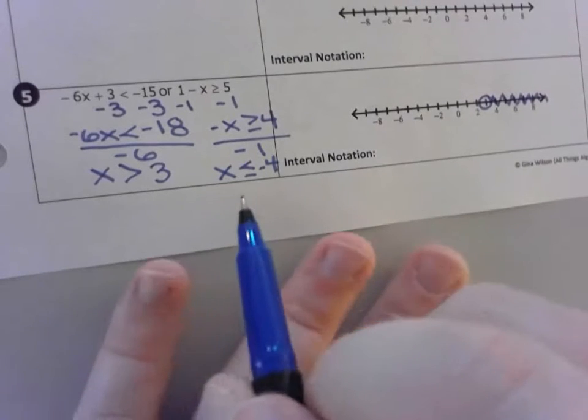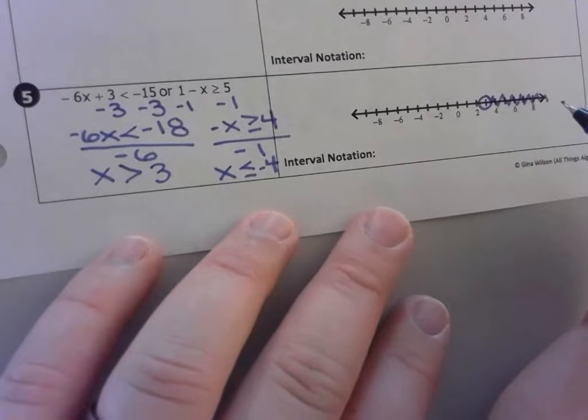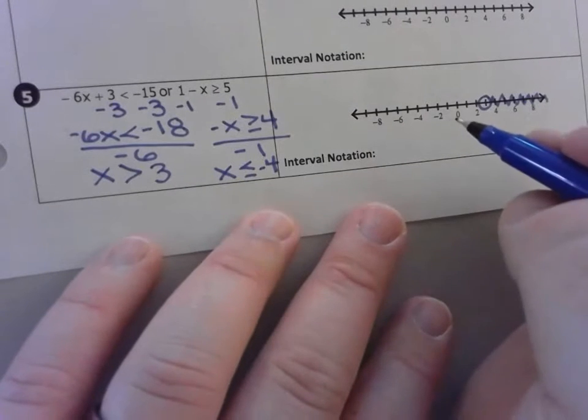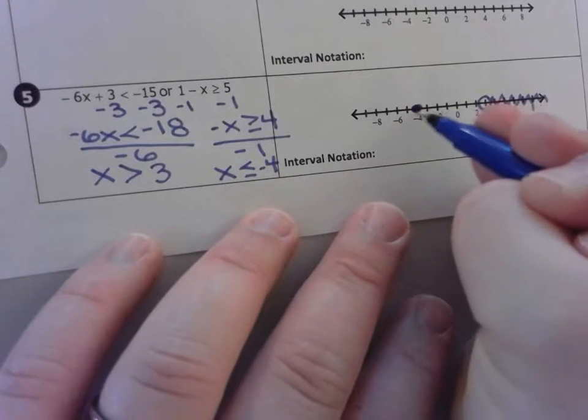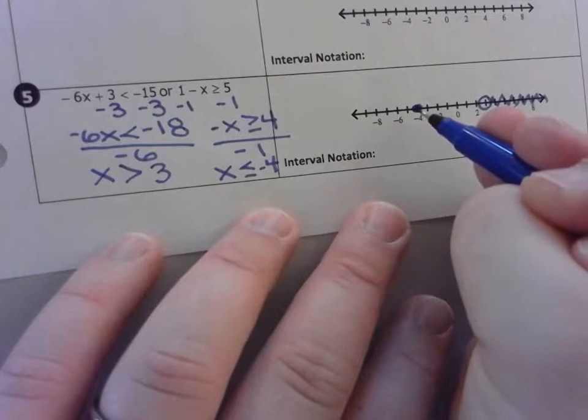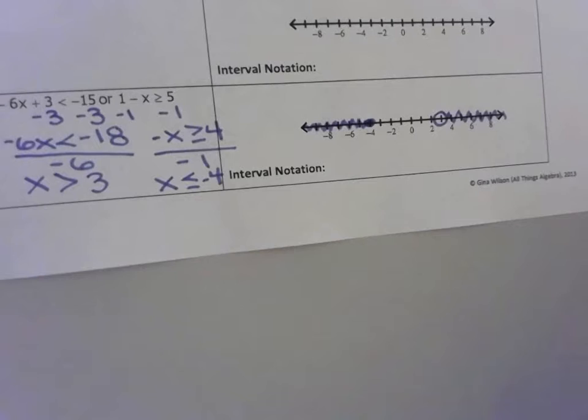X is less than or equal to negative 4. How would I graph x is less than or equal to negative 4? Shelby? Yep. Closed circle. Shade to the left. Usually with or, you're going to see it going in both directions. Just something to keep in mind.